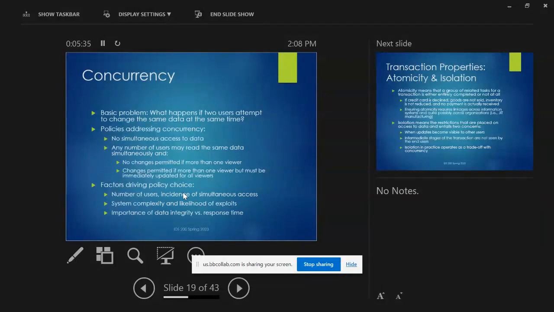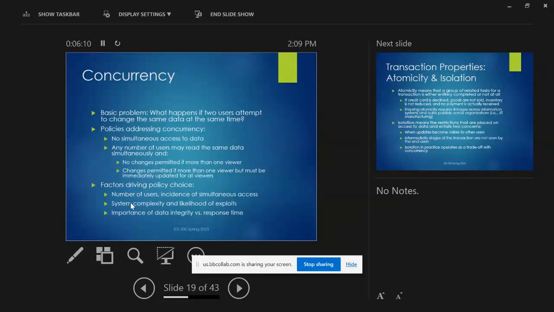So number one, how many users there are. If it's a very large, busy system, all else equal, your system is going to have to tip towards ease of use, towards being faster rather than having perfect data integrity. Another issue is the incidence of simultaneous access, right? If you're in the retail model, simultaneous access to data in some cases is just standard, and customers have to accept the possibility that they might be looking at an item, even click on it, but at the last second somebody pulled it out from under them, right? That can happen, and people are disappointed, but that's how it has to be.